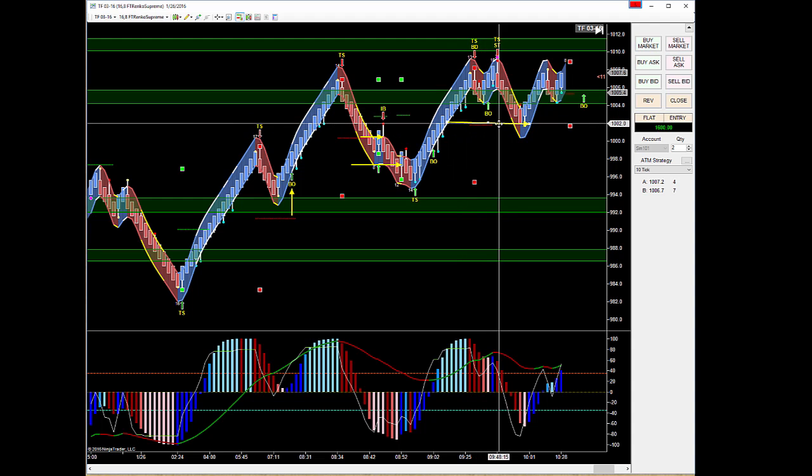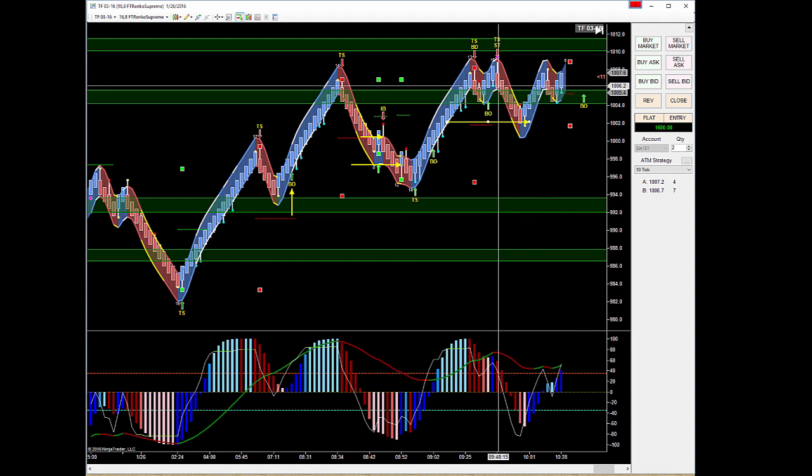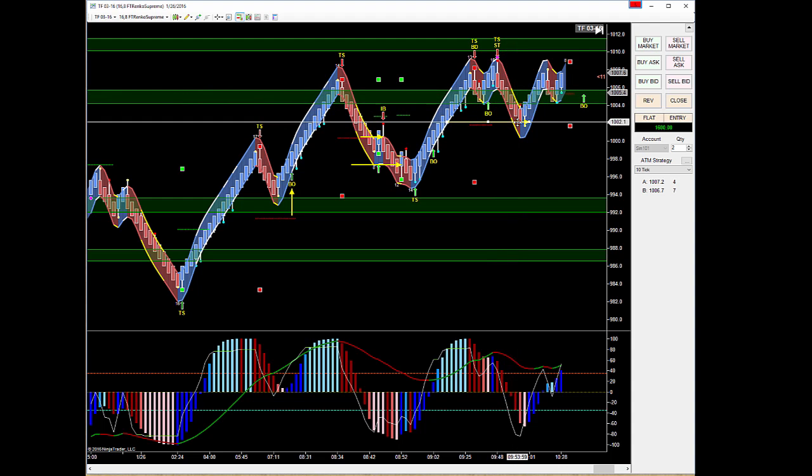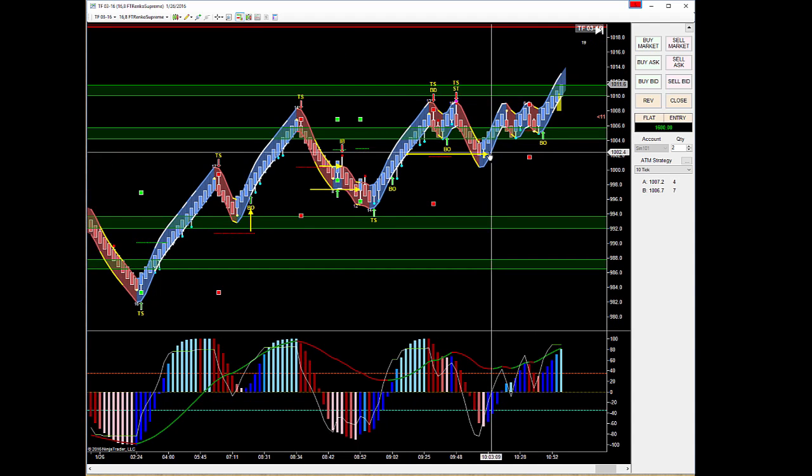I think it did go 1 tick beyond, but there's one tick shy of that. So I'm filled and out of the trade. Let's see how much profit that was. There's 1, 2, 3, 4, 5, 5 again. So we got another $780. That's all in one day, guys.